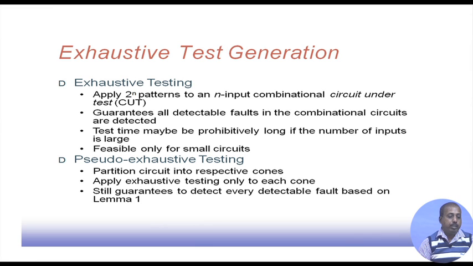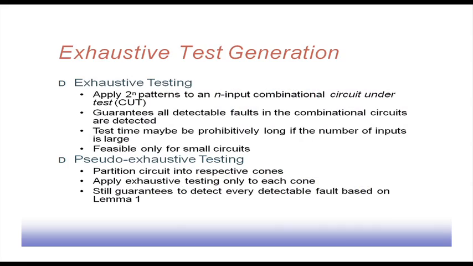Test time may be prohibitively long if the number of inputs is large. If n is small, 10, 15, 20, then okay, we can do this, but if n goes to hundreds, then it is out of the question. It requires a huge amount of time, so it is feasible only for small circuits. But the advantage is that we do not need to consider the type of faults that are present. For every fault that can be detected, we have applied a test pattern to the circuit, so all those faults will get detected. We do not need to consider the fault models.